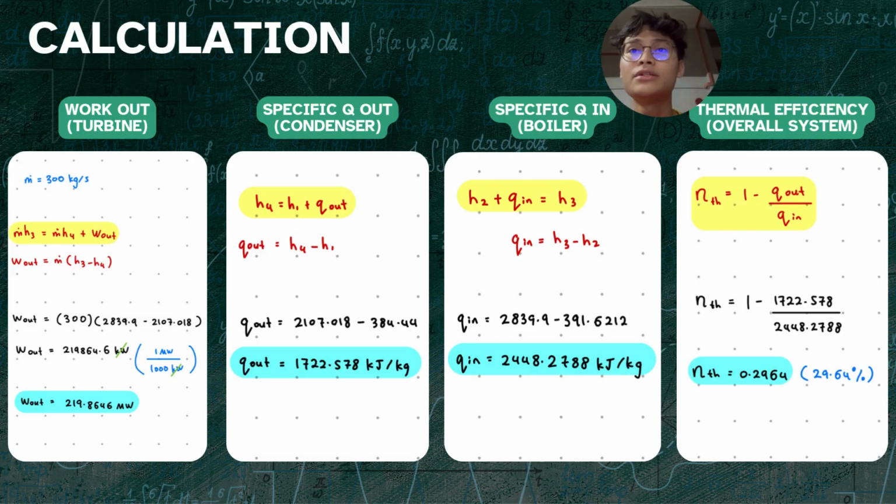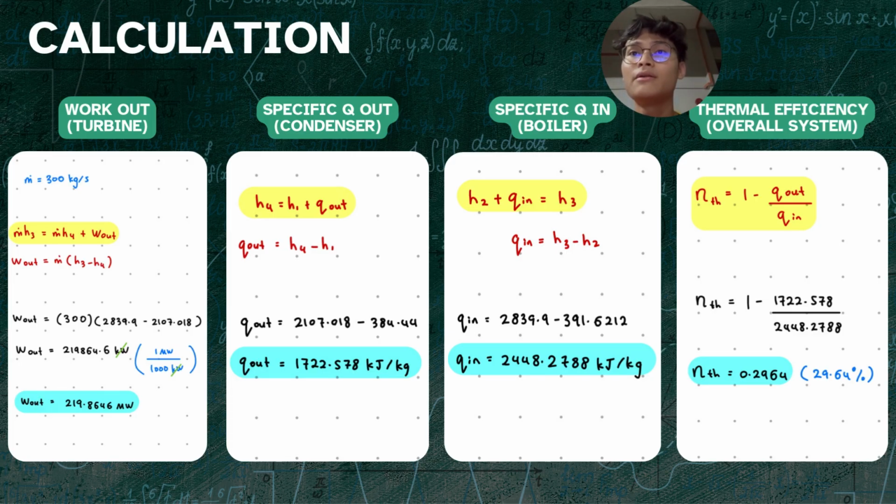And for the specific Q out in condenser, we use just the same formula like work out turbine, and from that we substitute the value and we get 1722.578 kilojoule per kg. Same goes to the specific Q in a boiler. We use the same formula and we get 2448.2788 kilojoule per kg.